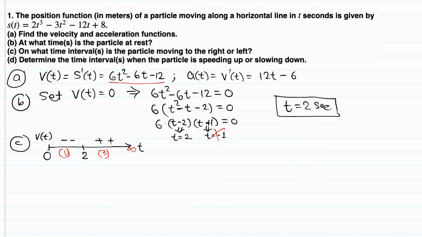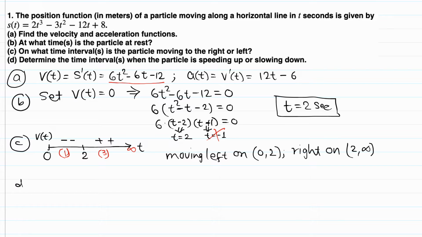That means the particle is moving left here because the velocity is negative, and moving in the right direction here. So the particle is moving left on (0, 2) and moving right on (2, infinity).